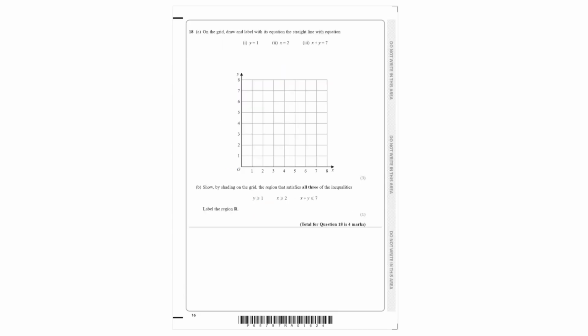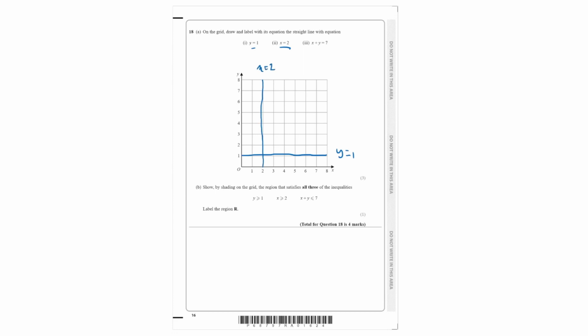Question 18. On the grid, draw and label with its equation the straight line. So we can see here that y is equal to 1. We simply look at the y-axis, find 1, and draw a perpendicular line. This is the equation y is equal to 1. Next off, x is equal to 2. We look at the x-axis, we look for 2, and we draw a perpendicular line. So this is now x is equal to 2.